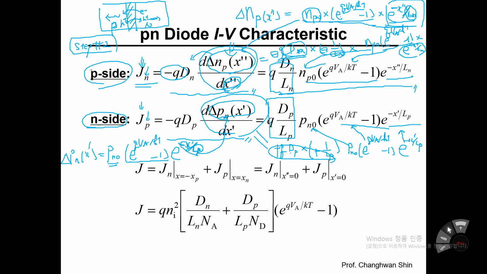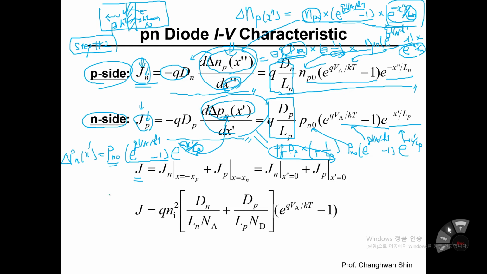In step number 2, we have obtained the electron diffusion current density and the hole diffusion current density. So by simply summing up those two terms, we can build up the total current density across the PN diode.